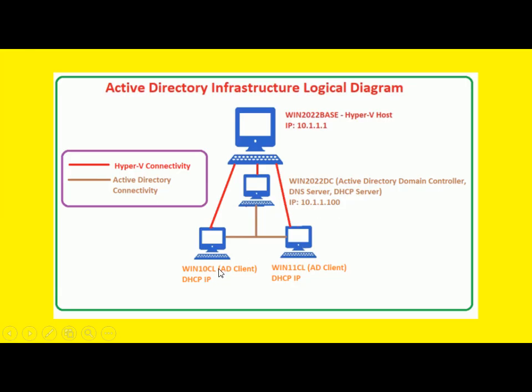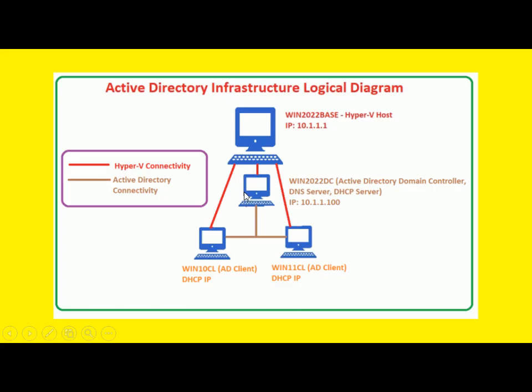And other 2 machines are your AD clients, Active Directory clients, WIN10 CL and WIN11 CL. They are running on Windows 10 and Windows 11 operating systems respectively, and they will be getting the IPs from the DHCP server, which will be hosted on this server only, WIN2022 DC.